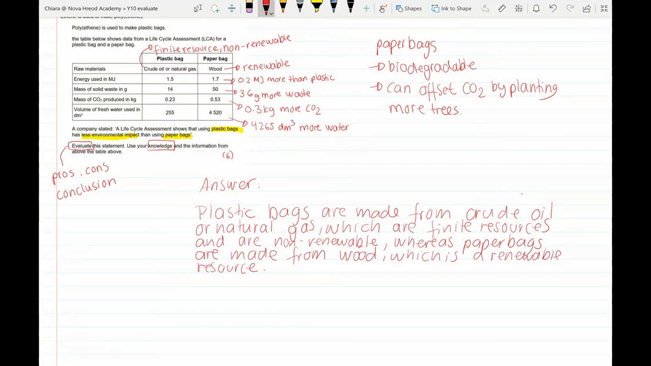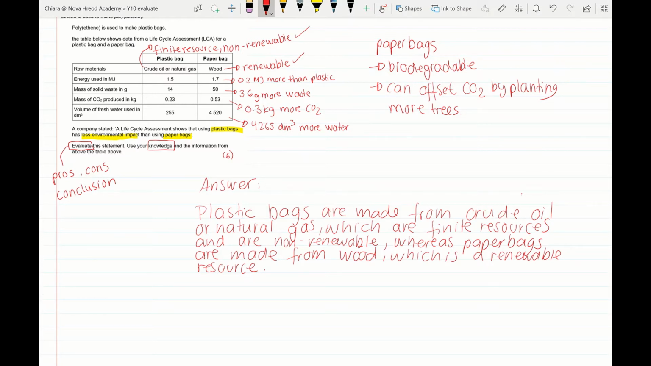Okay, so here's our first point, and it compares both plastic and paper bags, and it really is a point kind of against the statement saying that actually paper bags are better because they're using renewable resources. However, using the table, so obviously we've got these 2 points covered, but using the table, all of the other points are basically saying that plastic bags are better because they are using less energy, they are producing less waste, and also producing less CO2 and using less water compared to paper bags.